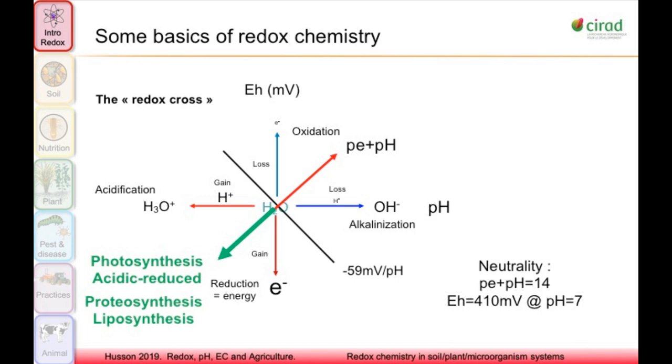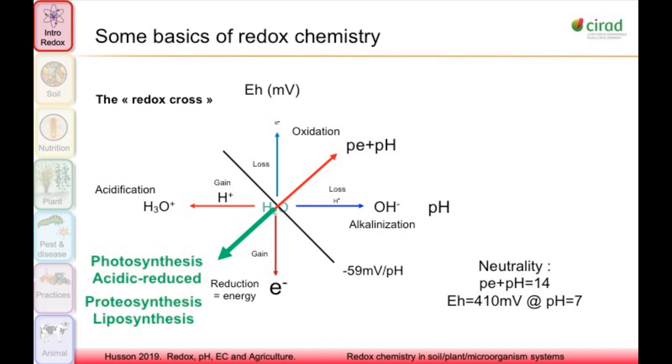It's photosynthesis, yes. So photosynthesis is oxidation and reduction. We accumulate protons and electrons, so we accumulate a lot of energy. Other reduction reactions are protein synthesis, lipid synthesis. We just accumulate energy and energy. Okay. So redox potential will go down. The lower the redox potential, the higher the energy level. It's like for pH. The lower the pH, the higher the proton number. So that's it, in fact.